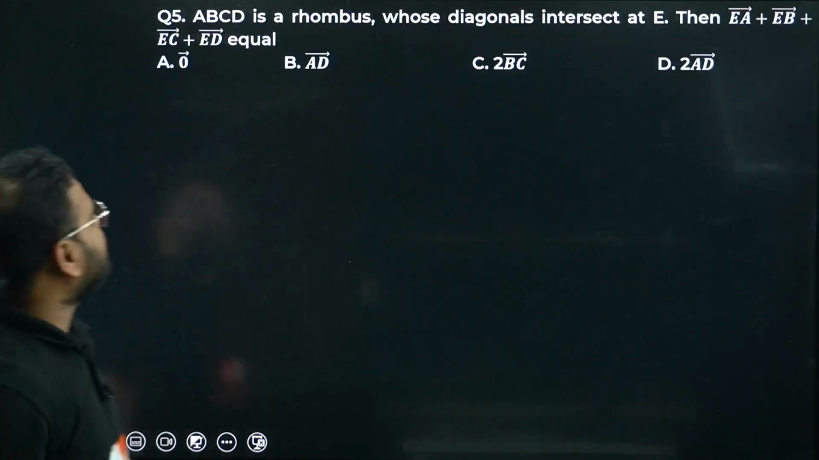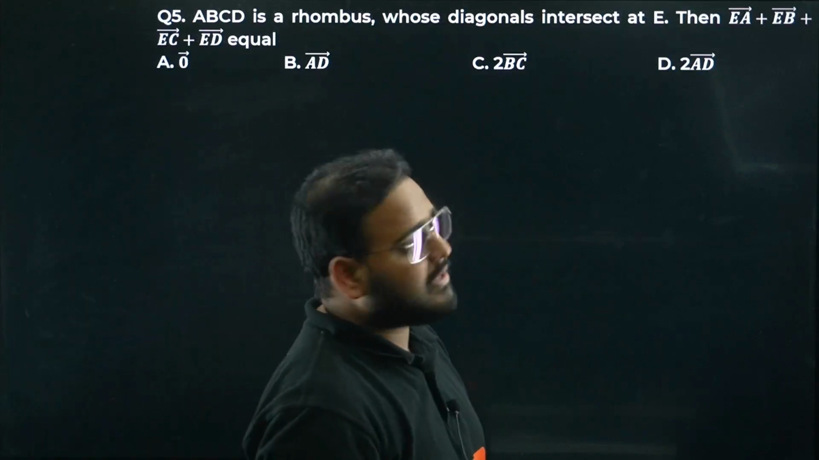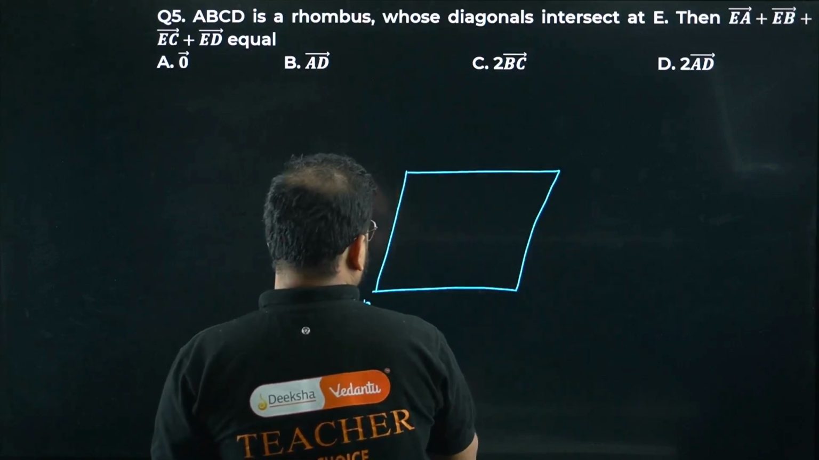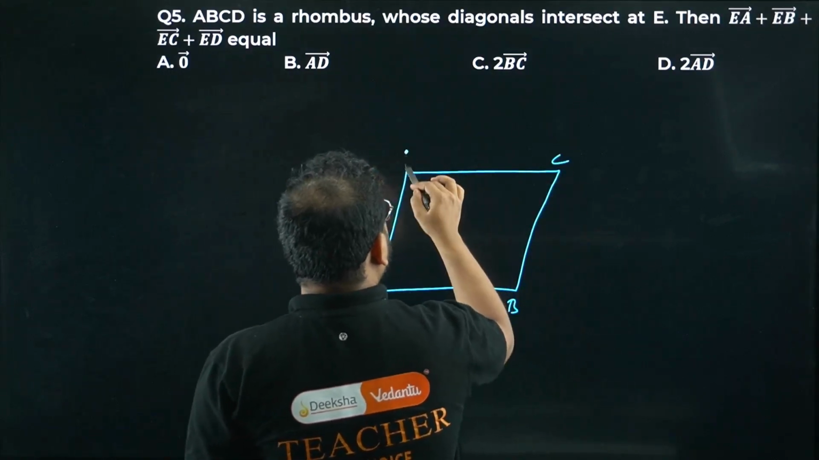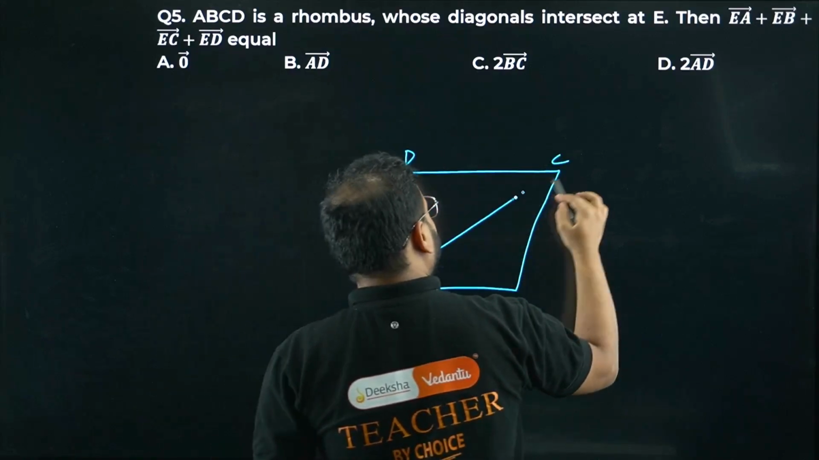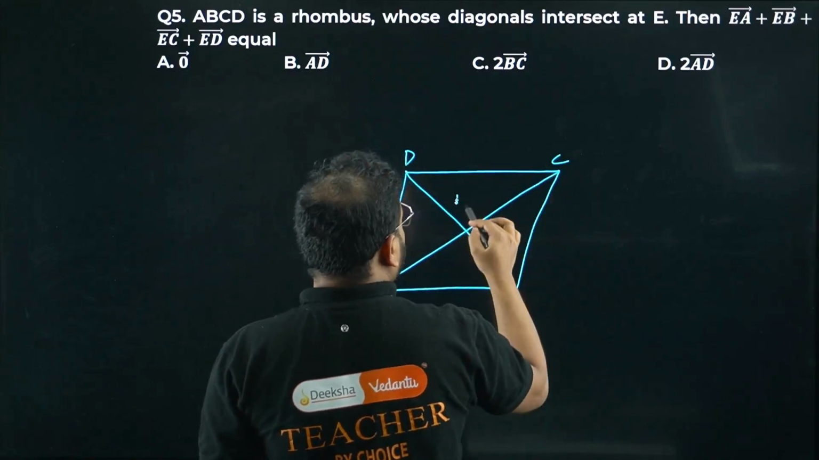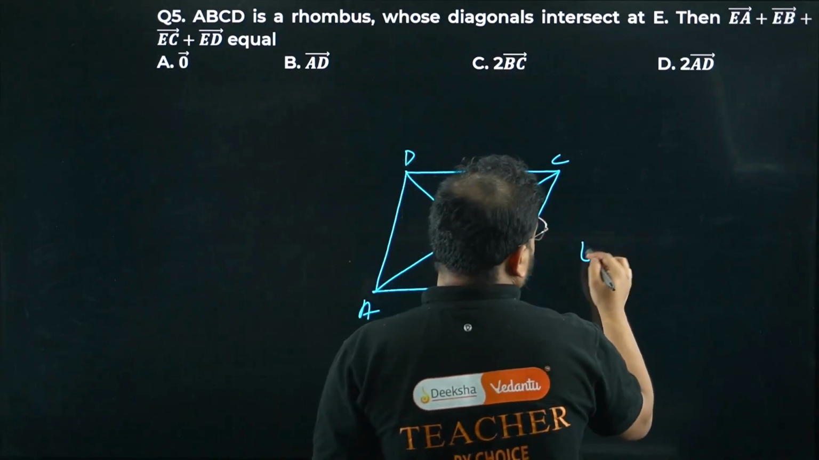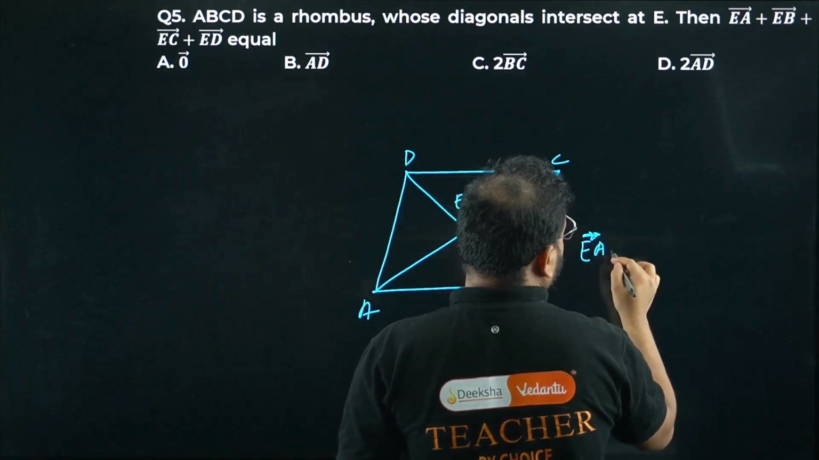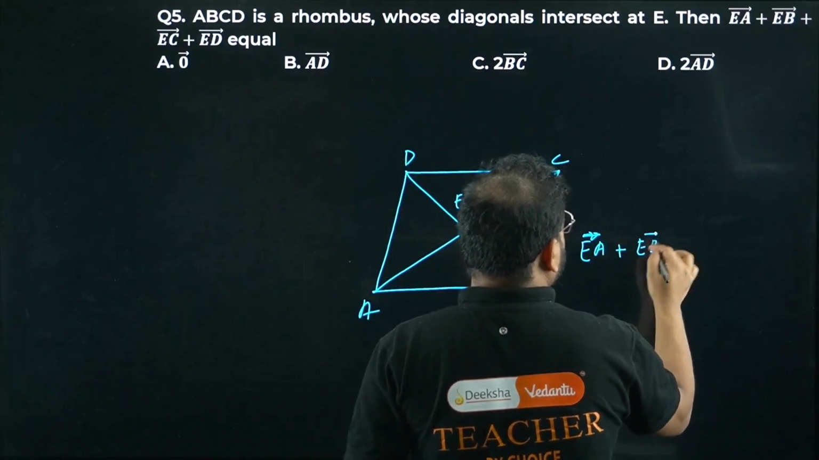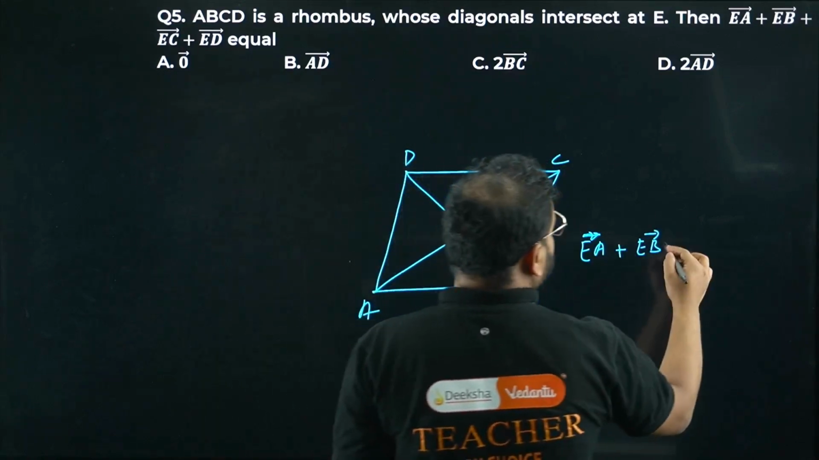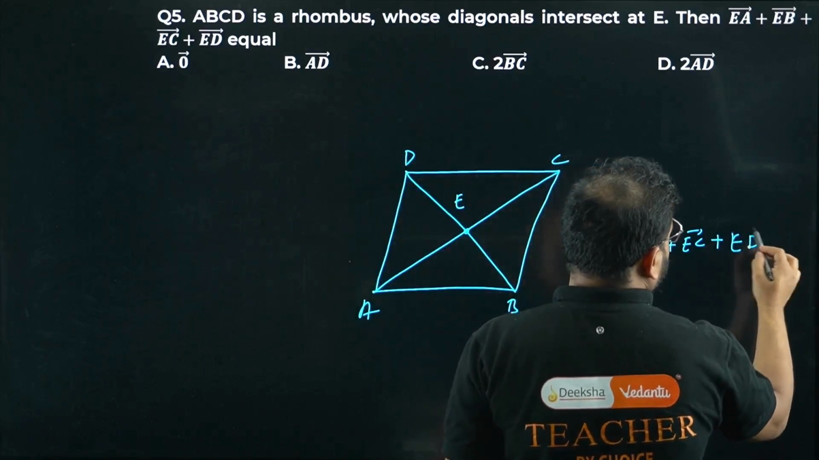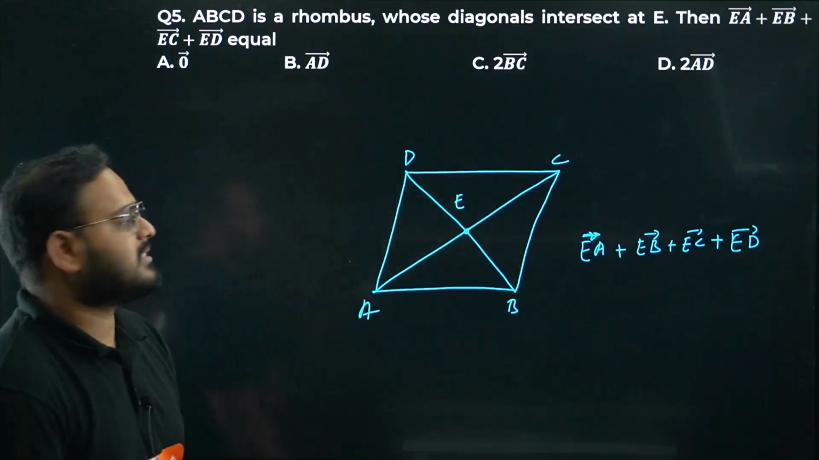Now we have question number 5 as well. ABCD is a rhombus whose diagonals intersect at E. Find EA plus EB plus EC plus ED.